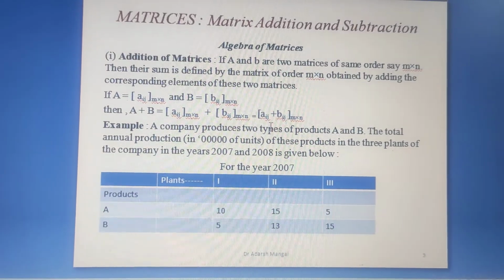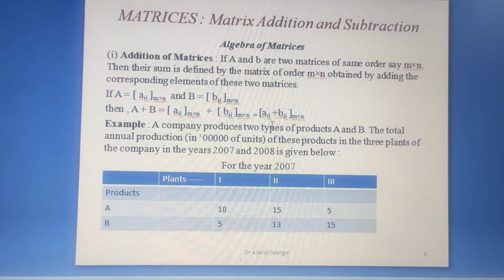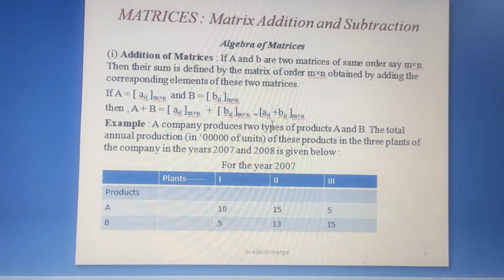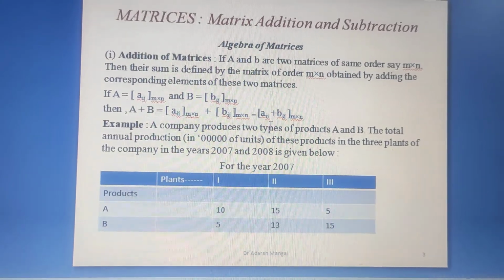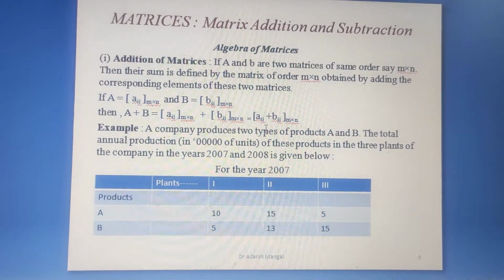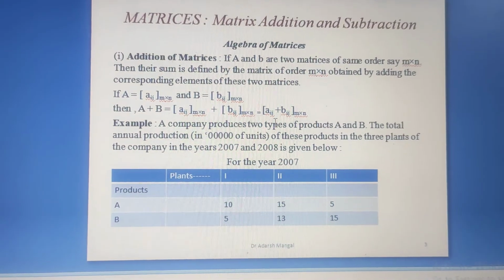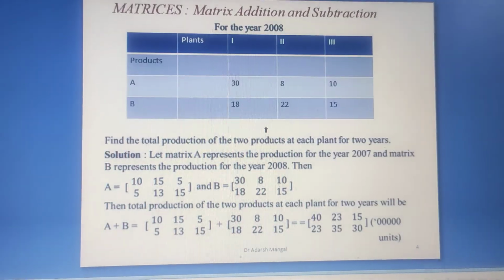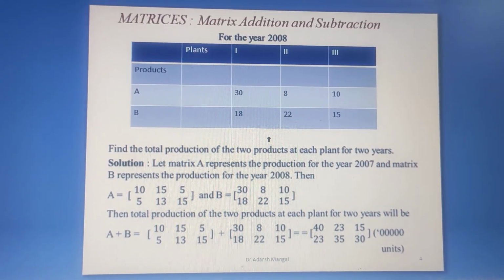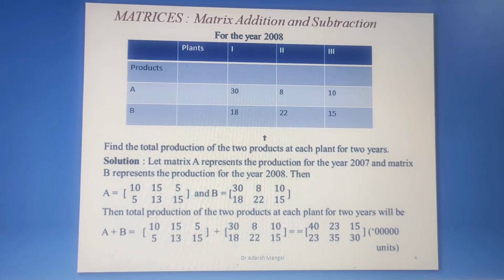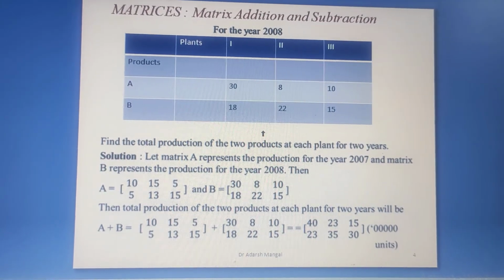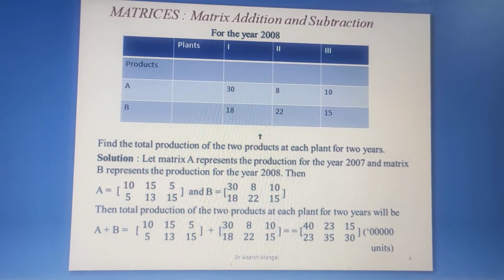We can easily understand by an example. A company produces two types of products, A and B. The total annual production in units of these products in the three plants of the company in the years 2007 and 2008 is given below. For the year 2007, the data is as follows, and for the year 2008. We have to find the total production of the two products at each plant for 2 years. Total means we have to find the sum of the matrices A and B.